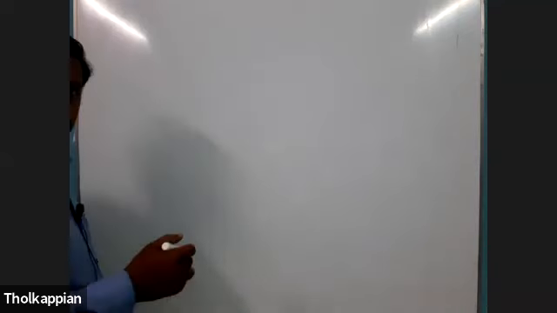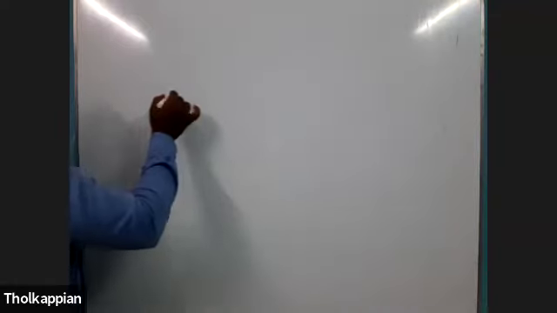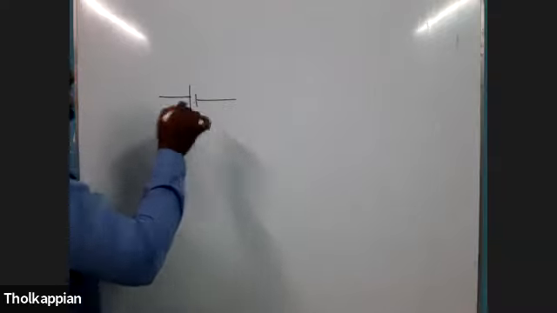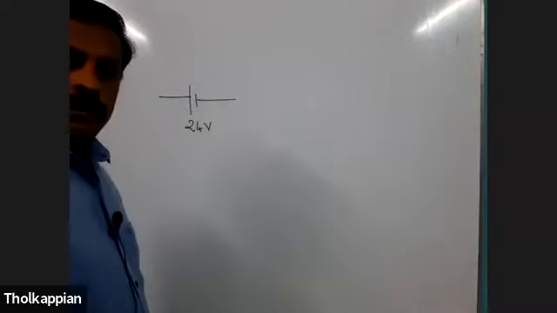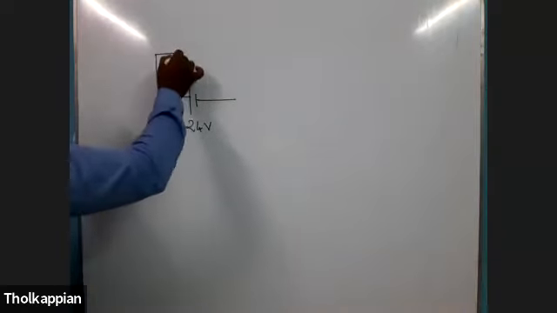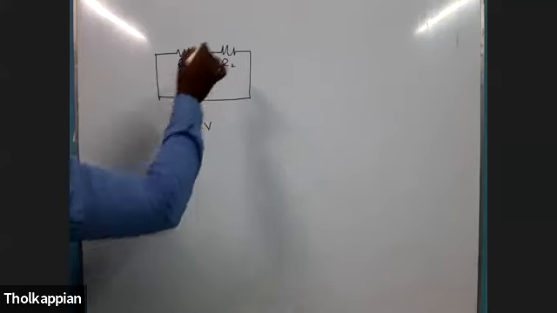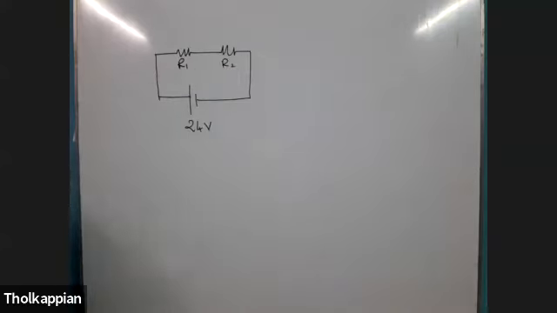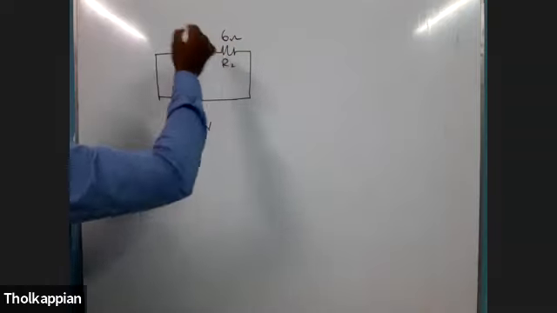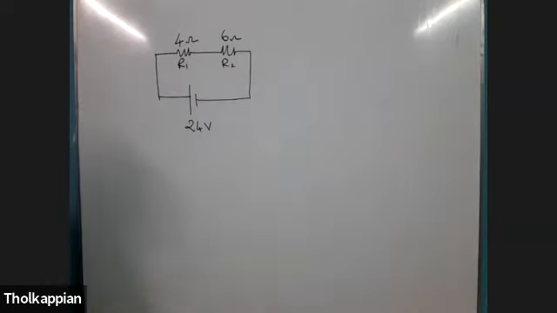So how much voltage is given? That is 24 volts. Okay. Here one resistance and here one resistance. This resistance is R1, this resistance is R2. One is 4 ohms, another one is 6 ohms. Ohm, the symbol is the unit of resistance.